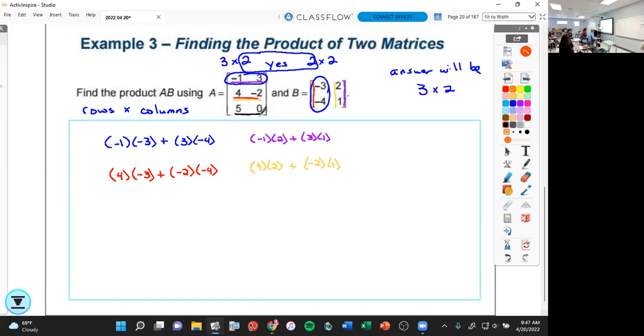Finally, row 3, column 1. 5 times -3 plus 0 times -4. Row 3, column 2. Times 2 plus 0 times 1. Now we just need to do all this math.